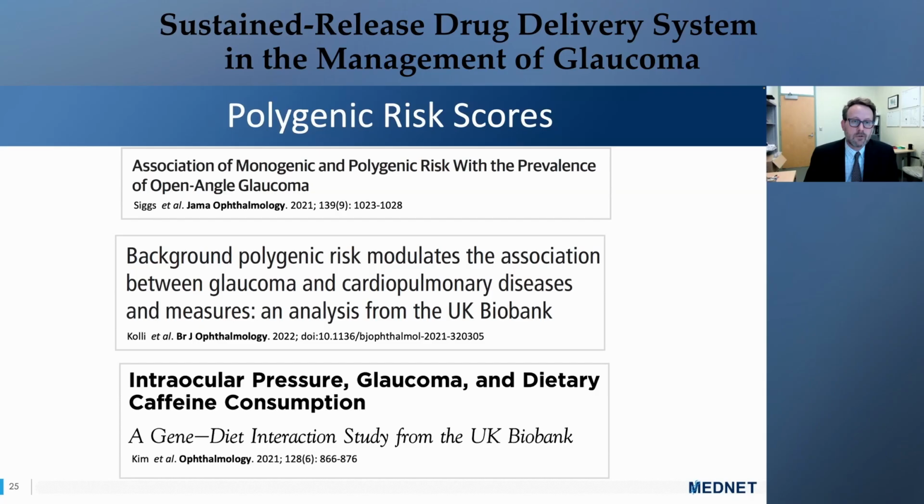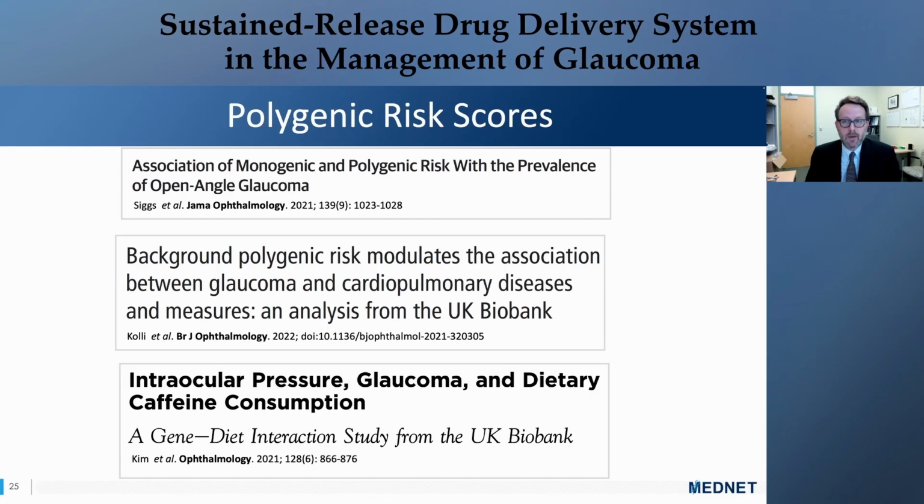But there's also been some very interesting work that shows communication between our polygenic risk scores and other systemic diseases thought to contribute to glaucoma, such as cardiopulmonary diseases, hypertension and diabetes. So we might be able to better understand the link of genetic risk and these different systemic diseases towards development of glaucoma. And there's been also some interesting work on certain lifestyle decisions and these polygenic risk scores.